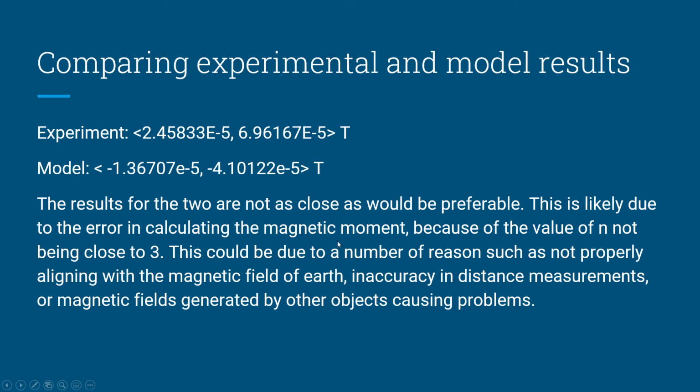This could be due to a number of reasons, such as not properly aligning with the magnetic field, which is discussed more in the what if questions, inaccuracy in distance measurements, where being off by a centimeter could throw off results, or magnetic fields generated by other objects such as the computer or somebody else's phone that would throw off the results as well.